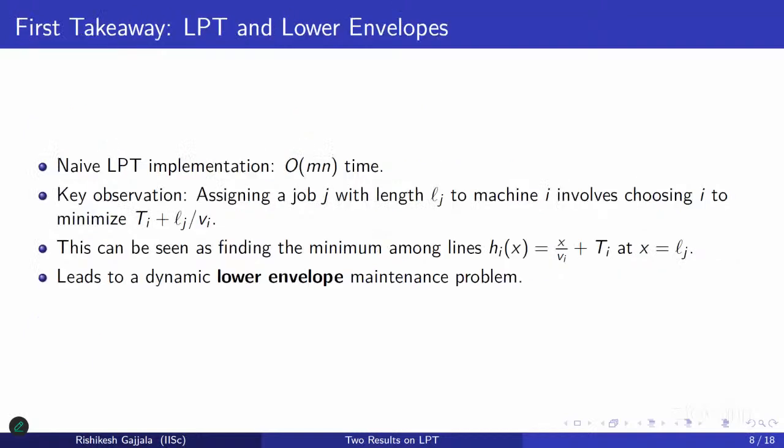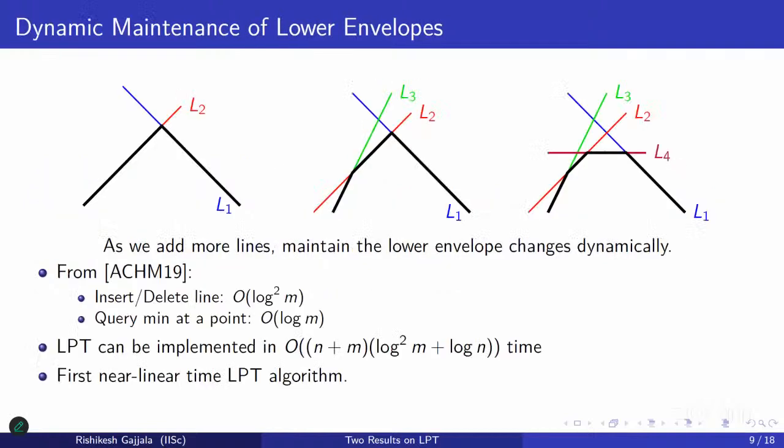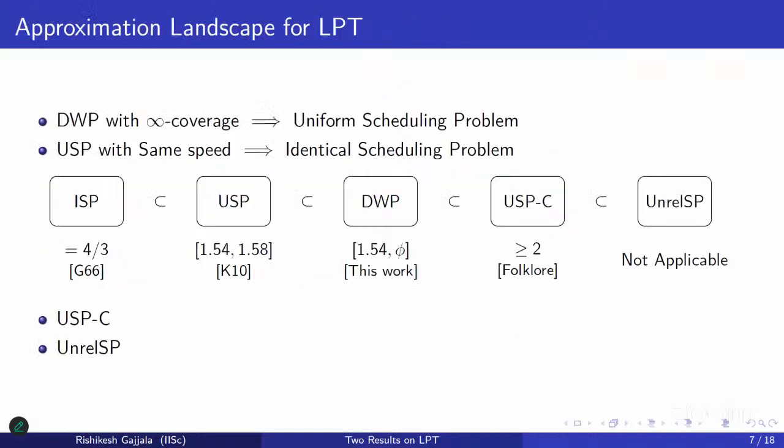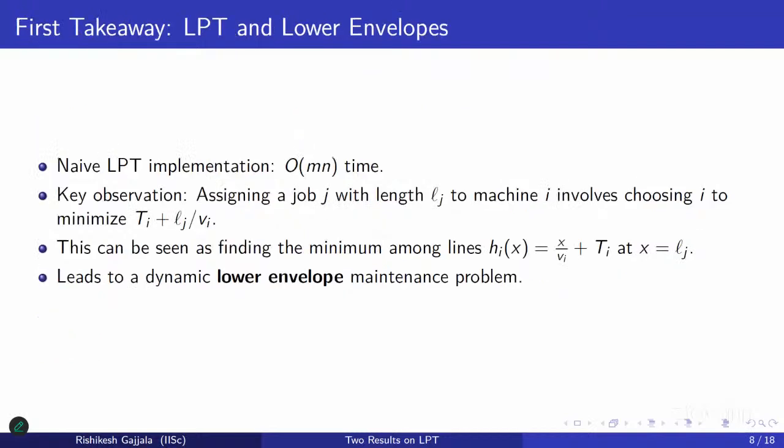So let's first look at the first take on the LPT algorithm. The LPT algorithm has been heavily studied, like I said earlier. A lot of people study the LPT algorithm for the uniform scheduling problem, but it turns out all known implementations of the LPT algorithm, even for this very well studied problem, take quadratic time. And it's surprising that no near-linear time algorithm is known for it so far. So we give a nice connection between this LPT algorithm and something called the lower envelope, which I'll get into in a minute.